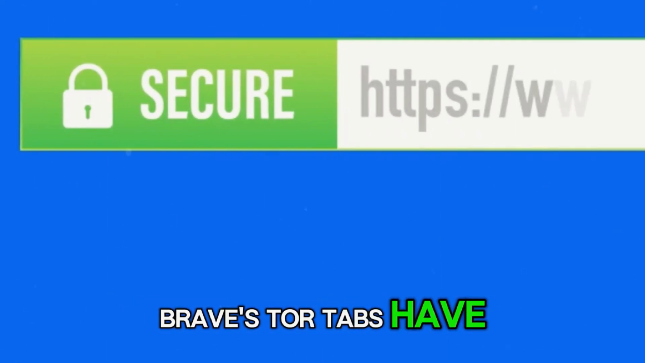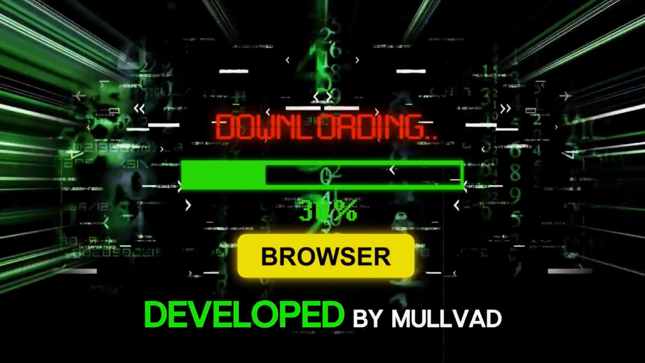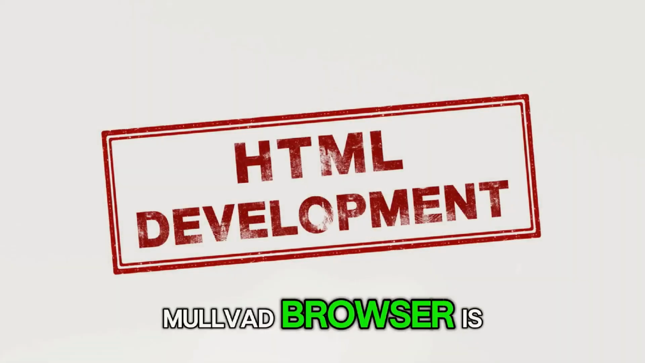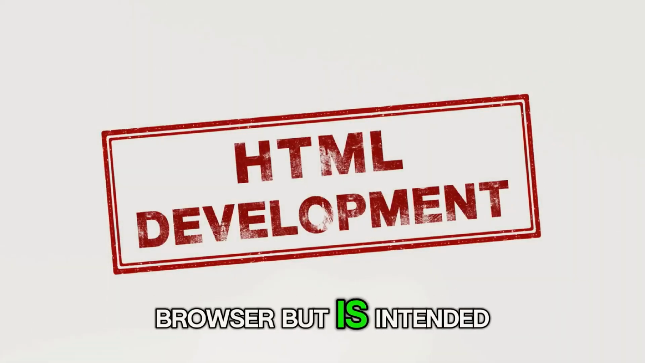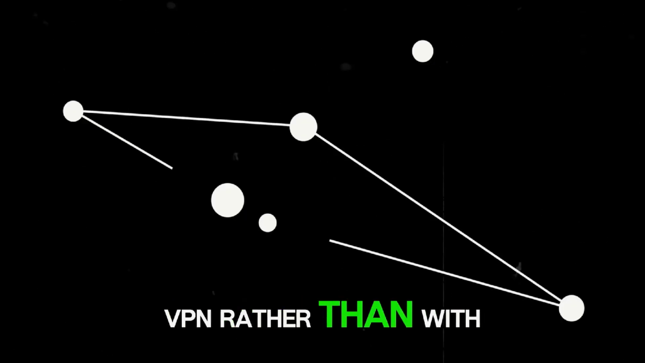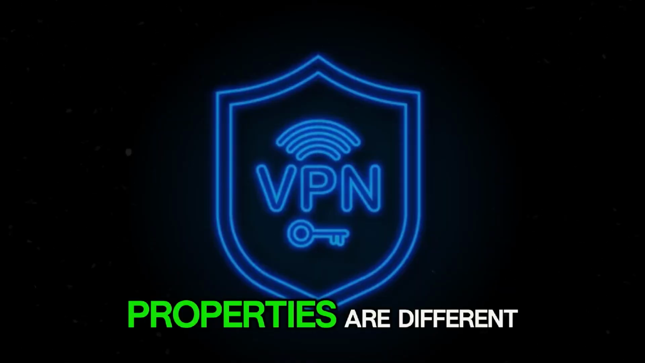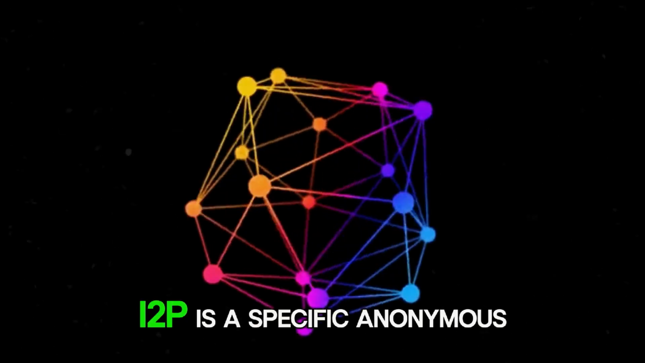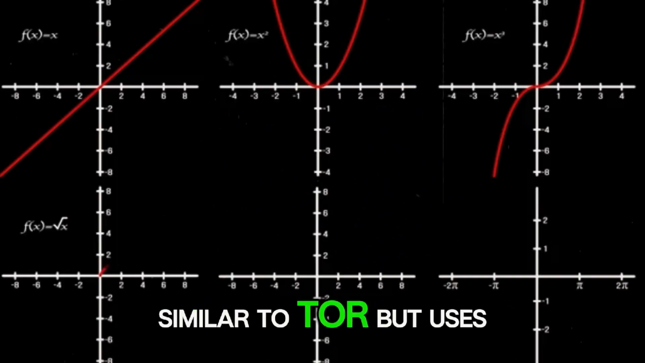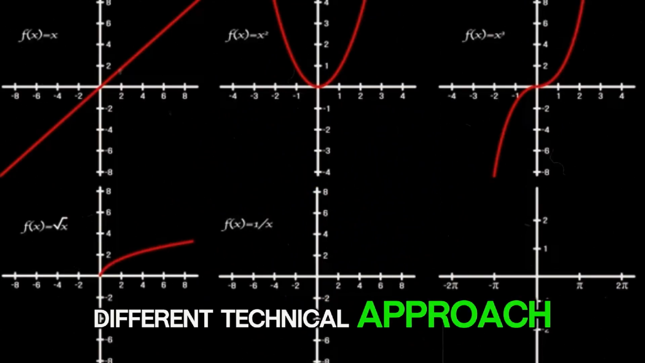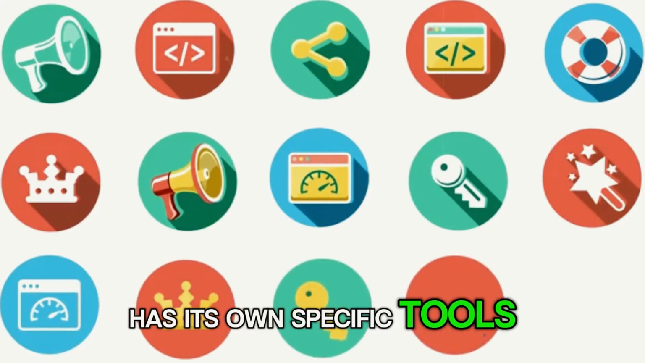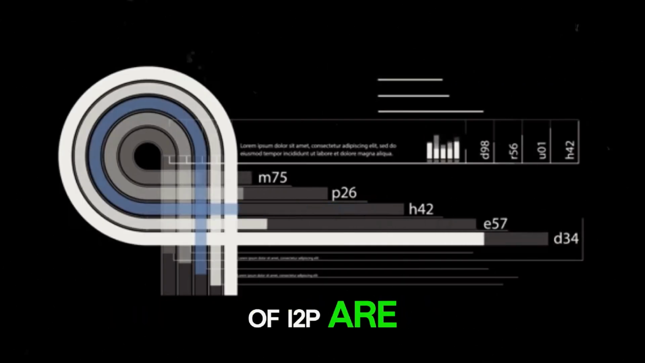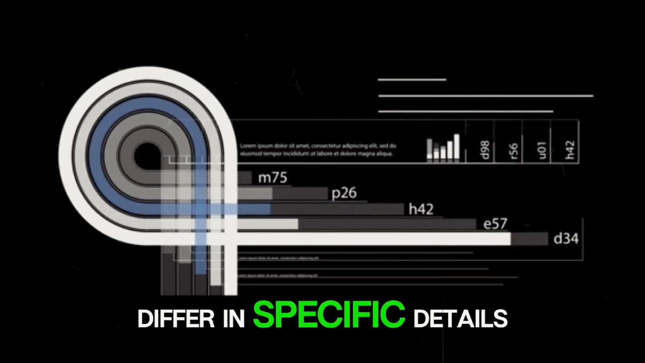Brave's Tor tabs have. Mullvad browser is a specific browser developed by Mullvad, the VPN provider, in collaboration with the Tor project. Mullvad browser is similar in design to Tor browser, but is intended to be used with a VPN rather than with the Tor network. The specific privacy properties are different because VPNs provide a different kind of anonymity than Tor does. I2P is a specific anonymous network that is similar to Tor but uses a different technical approach. The I2P network has its own specific tools, including specific browsers that work with it. The specific privacy properties of I2P are similar to Tor's but differ in specific details.